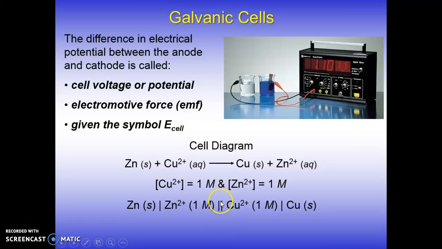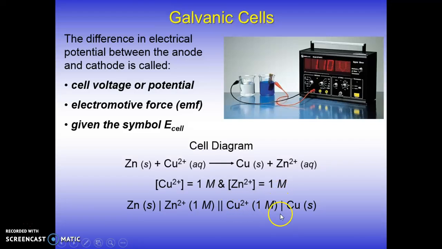The double line represents, if you want to think of it as the salt bridge or whatever, but the double line represents the separation between the oxidation half reaction on the left and the reduction half reaction on the right. So the salt bridge is in direct contact with the two ion solutions, so that's why you see them towards the inside. The reduction ion solution is copper 2+, that's 1 molar, so again we want to note what its concentration is.